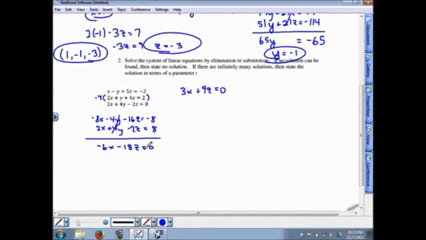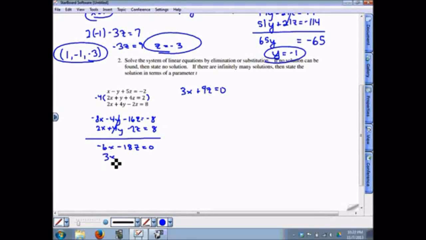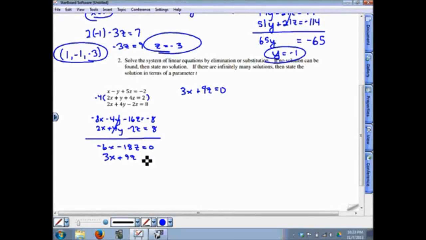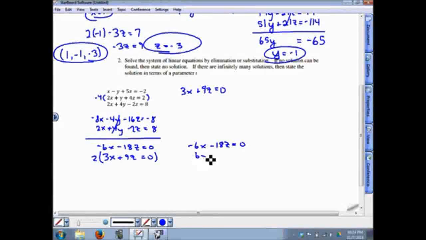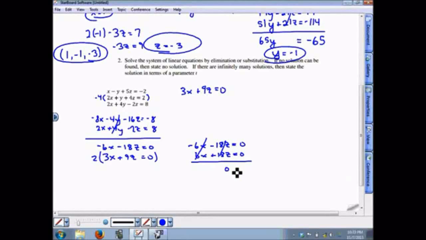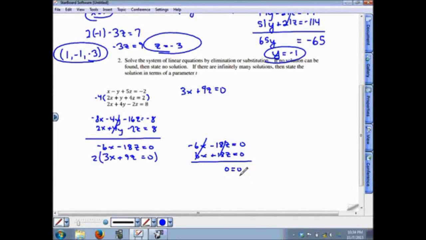So now we need to make a system of equations with these two new equations here. Multiply bottom equation by 2. So what we're left with is the statement 0 equals 0, which is true. There are no variables to solve for, so we can't solve for a unique solution, but there are infinitely many.